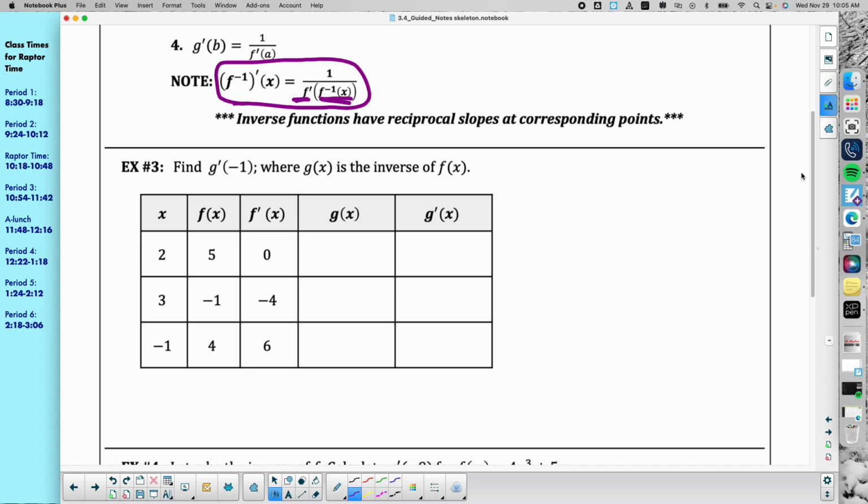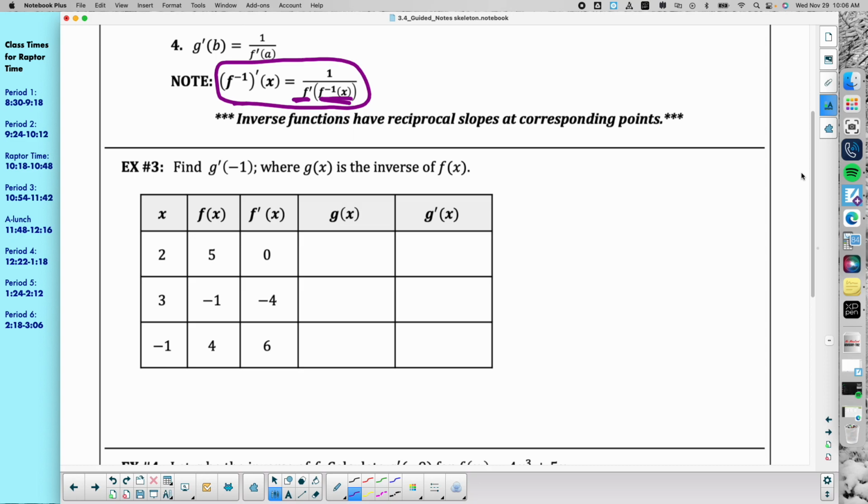So it says find G prime of -1. This I really dislike, but they also do it on the AP test. Sometimes they refer to G as the inverse of F. So they don't always call it F inverse. Sometimes G is the inverse. But they have to tell you that if they do it. So it's not like it's going to be just guessing it. So this is saying find the inverse derivative at -1.